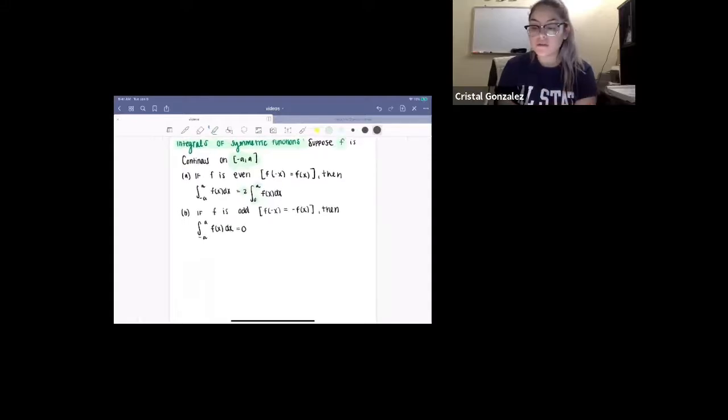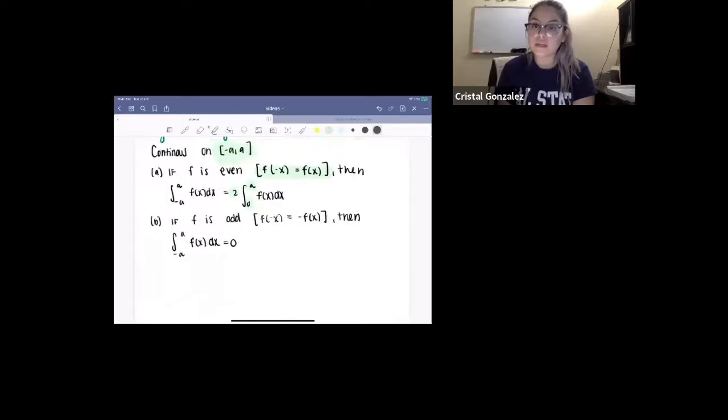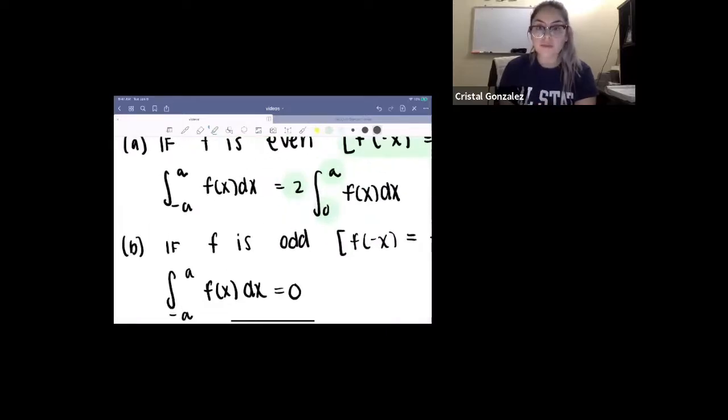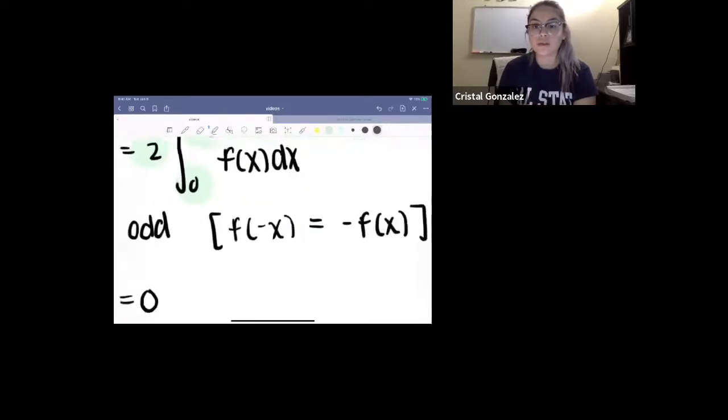So suppose you have a function f and it's continuous on negative a to a. Your goal is to evaluate that integral between negative a and a. And it's saying if f is even, which means that f of negative x is equal to f of x, then instead of integrating from negative a to a of f of x dx, you can integrate 2 times from 0 to a.